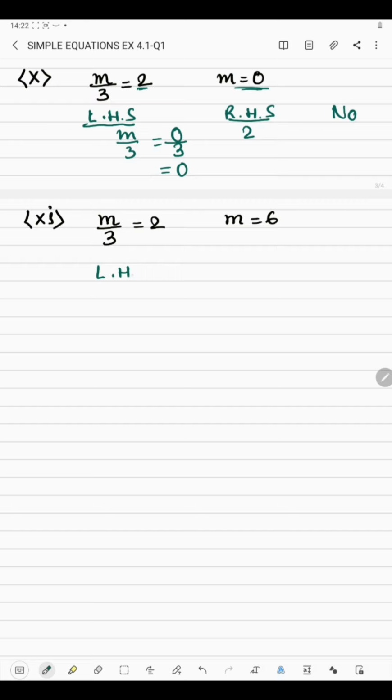Now in the last part we have m by 3 is equal to 2. So on the left hand side we have this m by 3 and the value of m is 6 here. We'll just put the value of m, which is 6 here, in place of m. So 3 ones are 3, 3 twos are 6. So 6 by 3 means 2, and on the right hand side we have 2. Okay, so it's same. Since left hand side is equal to right hand side, the solution of the given equation is 6. So it satisfies the equation, so we'll write yes.